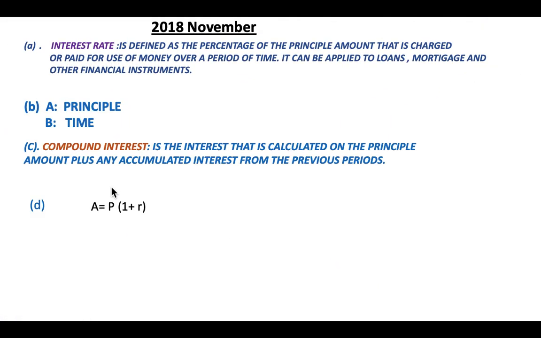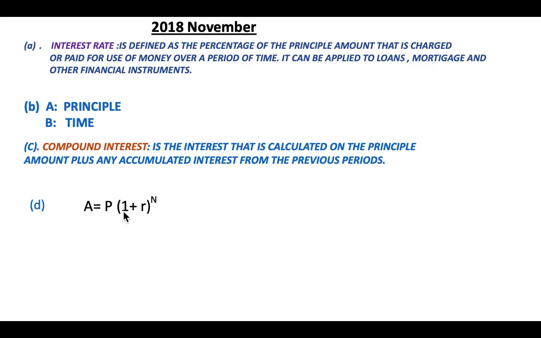So let's look at the formula. This is the formula for compound interest. Compound interest is equal to principal, open bracket, 1 plus rate, close bracket, to the power of time taken. This R stands for rate, and N stands for time taken. Always remember that this is time taken. Then P stands for principal. And then this is the accumulated interest.